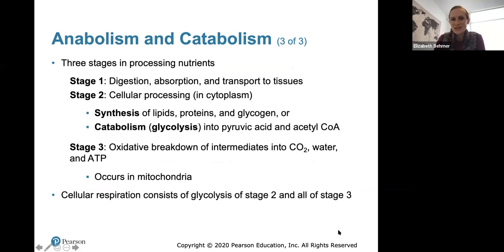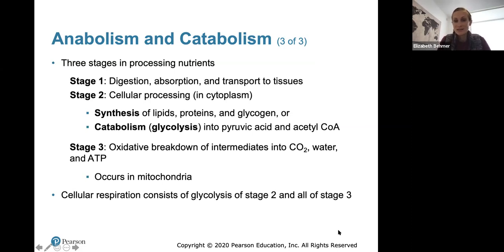So these are the 3 stages in processing nutrients. This is kind of a piggyback off of our digestive system talk. Stage 1 is the digestion, absorption, and transport to tissues. We talked about that in our digestive system. Stage 2 is cellular processing, which occurs in the cytoplasm. This is the synthesis of lipids, proteins, and glycogen, or the catabolism, glycolysis, the breakdown of glucose into pyruvic acid and acetyl-CoA. And then the third stage is the oxidative breakdown of other intermediates to form carbon dioxide and water as waste products, but ultimately ATP, which is what we want to get out of cellular respiration.